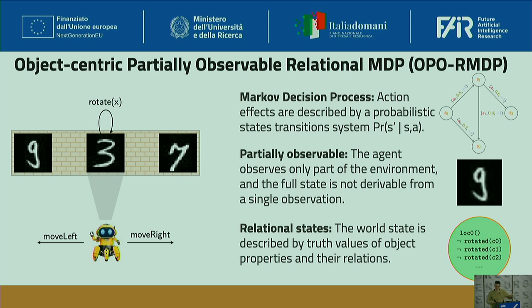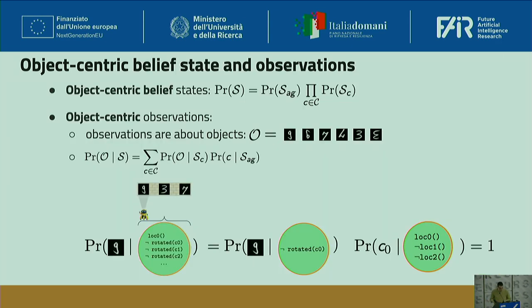In particular, in this object-centric model, the states are relational since they are described at a symbolic level with objects and properties over these objects and their relations. But here we focus just on object properties. And most importantly, the observation function is object-centric. So we have, on the one hand, that the belief state factorizes in this way, where we assume that each object belief state is independent from the belief states of the other objects, which is a strong assumption, of course. But on the other hand, it allows to scale the representation of the state linearly with respect to the number of objects rather than exponentially.